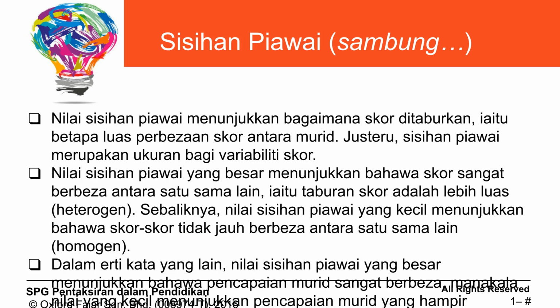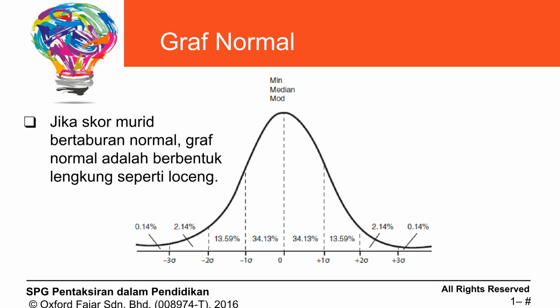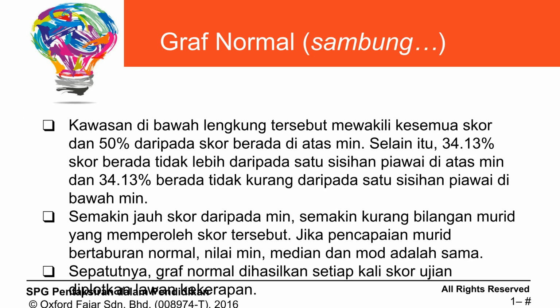The value of the standard deviation indicates score variability. A large standard deviation means scores are widely spread or heterogeneous. A small standard deviation means scores are similar or homogeneous. If student scores are normally distributed, the graph is a bell-shaped normal curve, as shown in the image. In a normal distribution, the area under the curve represents all scores, with 50% above the mean. If scores are normally distributed, the mean, median, and mode values are equal.